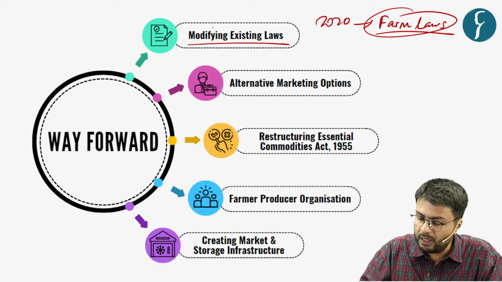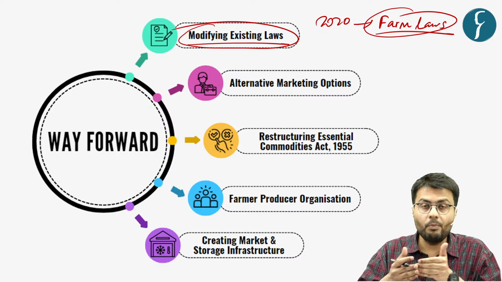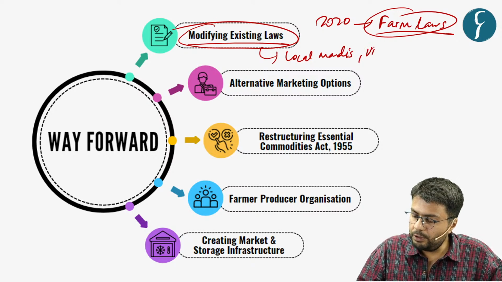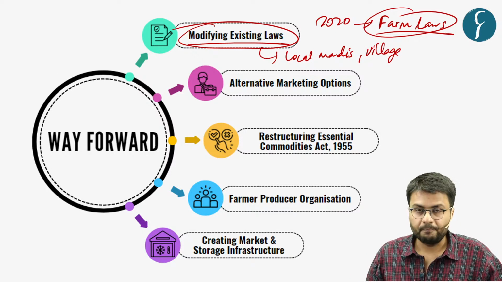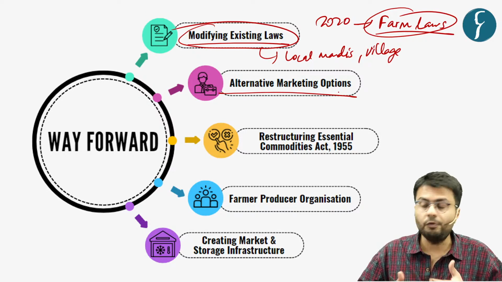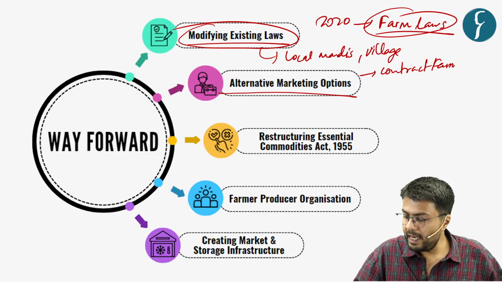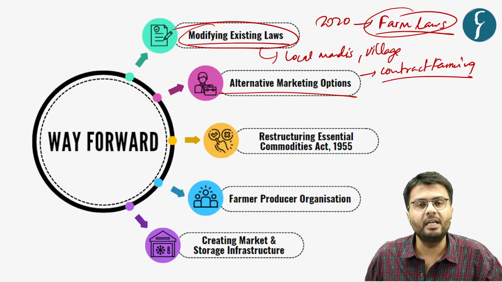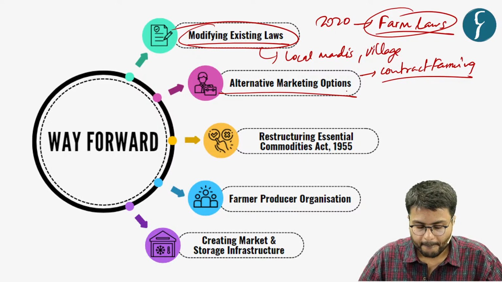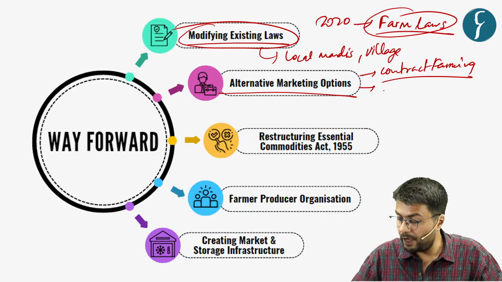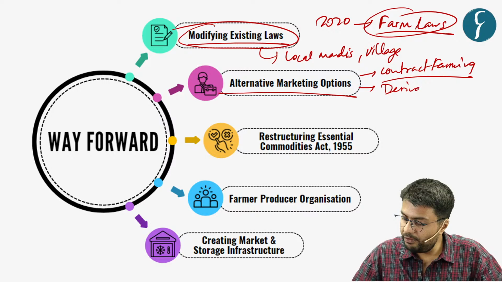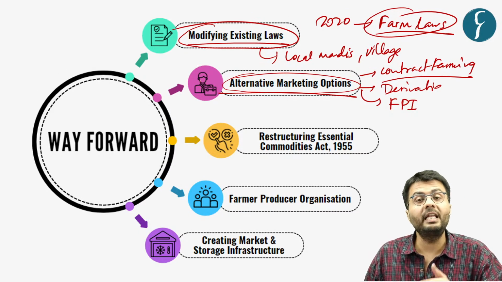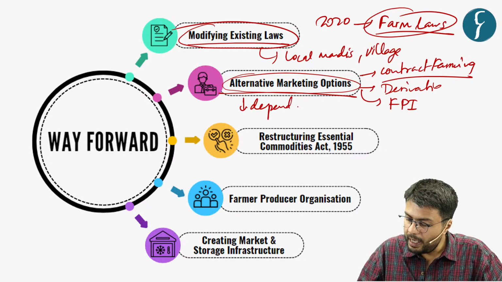So this brings our attention to the need to modify existing laws in the country, because by modifying the existing laws, it will enable farmers to sell their produce to local mandis, village markets, as well as food processing industries. Also, there is a need to provide alternative marketing options to farmers, most important being contract farming, which will enable farmers to sell their produce directly to the food processing industries and other downward linkages. Also, there is a need for farmers to undertake derivative trading as well as sell directly to food processing industries. Hence, exploring alternative marketing options will enable farmers to reduce their dependence on APMC mandis.